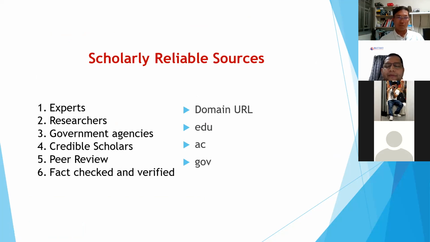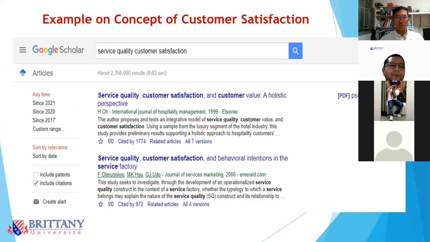Now, we are saying to find the information from scholarly sources. What does scholarly mean? Experts, researchers, government agencies, government websites. These are also recognized. Credible scholars, peer reviewed, fact-checked and verified. These are the sources you can refer to for your literature.